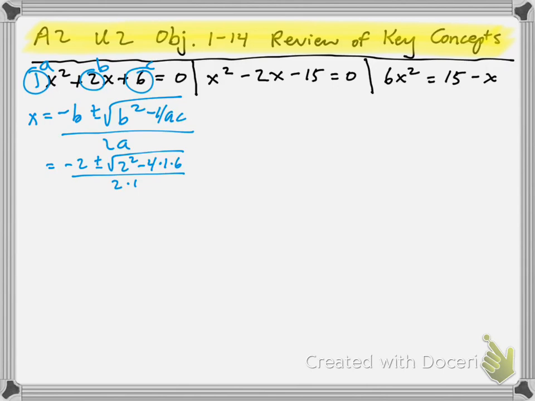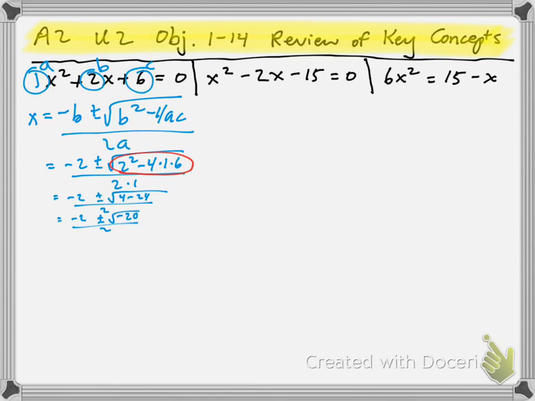Once we get to there, we can go ahead and simplify this right here. That's called the discriminant. Either way, we have x equals negative b, negative 2, plus or minus. Now, 2 squared is 4, so we have 4 minus 4 times 6. 4 times 1 times 6 is 24. So we have 4 minus 24 under the radical, so we have negative 20 under the radical, all over 2.